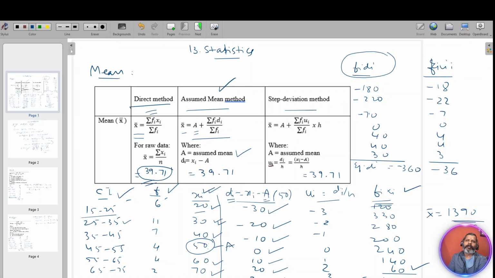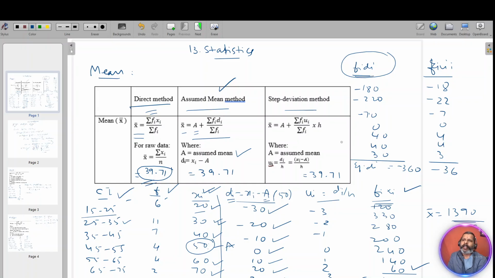I have put all three methods together here. So it's up to you, you construct, because if they ask to find the mean by all three methods, it's always better to formulate the table in a single shot. Pick the values as needed for the particular method.